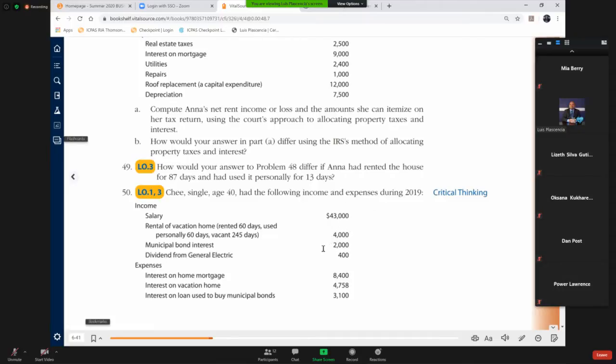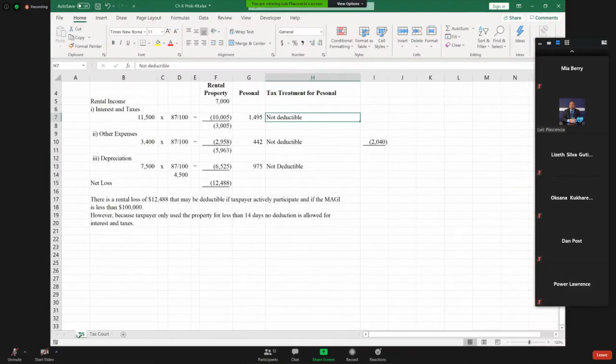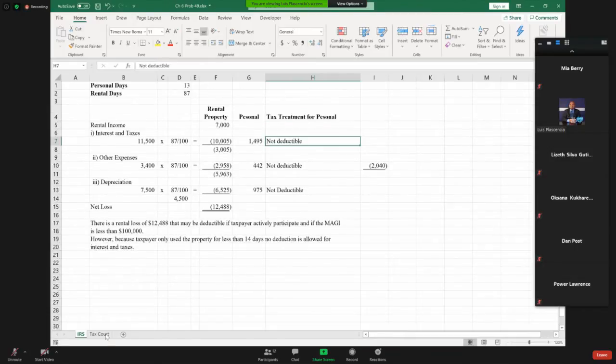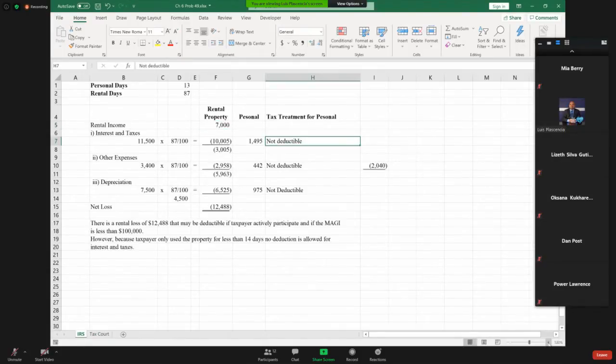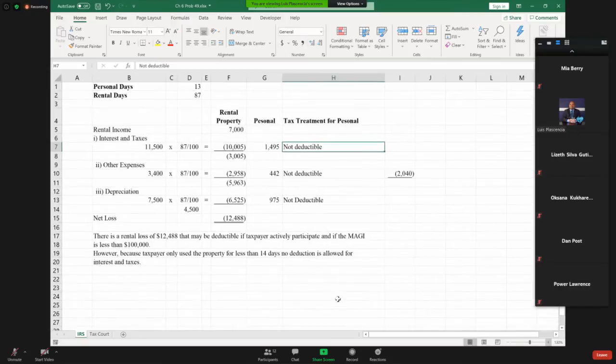Now, in terms of the expenses, I'll show you the answer real quick. Same set of facts, except it's a rental property. By the way, with this particular problem, I know I have the tax court method as a separate tab. Ignore the tax court method. For this particular problem, it's just the IRS method. That's the only thing you're using.